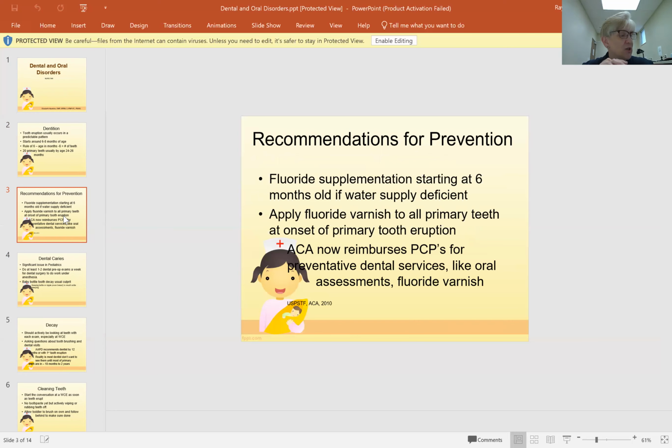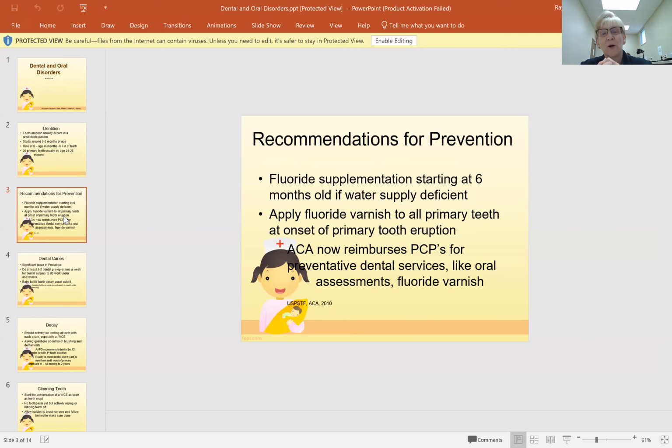Fluoride supplementation usually starts at 6 months old if your water supply is deficient. We used to give, back in the day when my children were little, if you were a breastfeeding mom, you used to get a multivitamin with fluoride in it to supply.